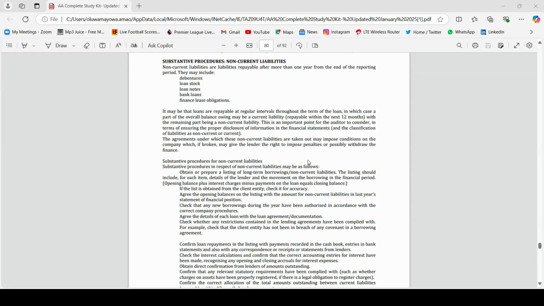Okay, so quickly let's look at non-current assets. Non-current asset. Now, what do we mean by non-current asset? Can somebody quickly explain non-current asset?